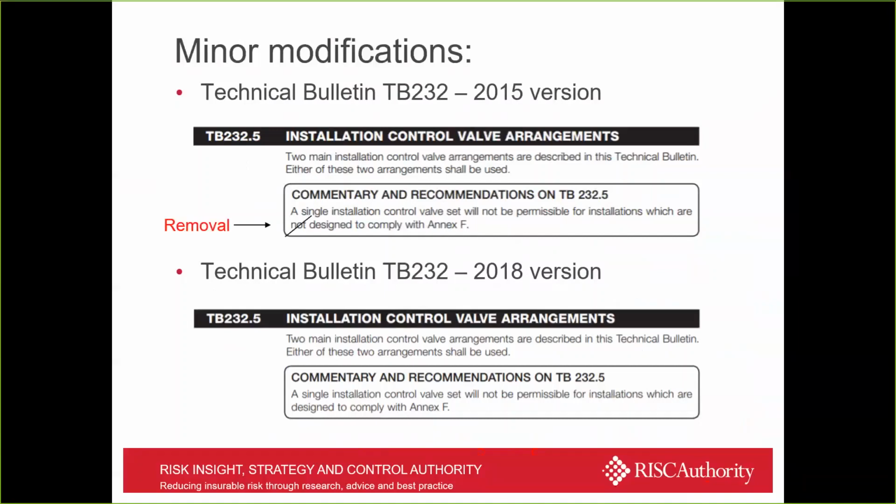Technical Bulletin TB232, the 2015 version. Again, there was a double negative in there. We have removed the word not. Therefore, all installation control valve sets designed to comply with Annex F must have bypass or duplicate. That's all the correction is on TB232.